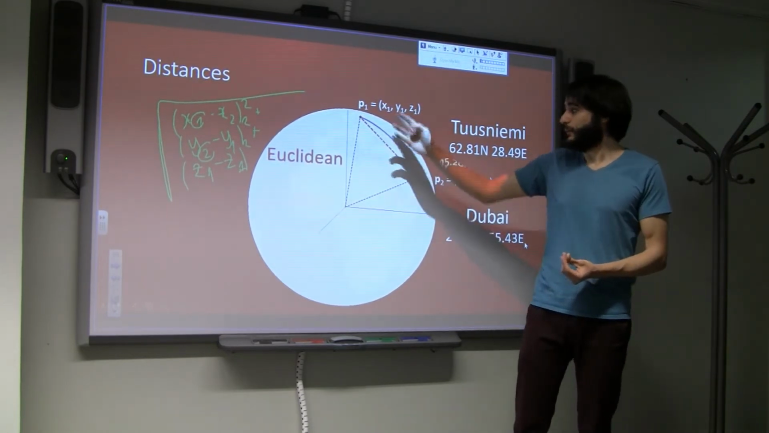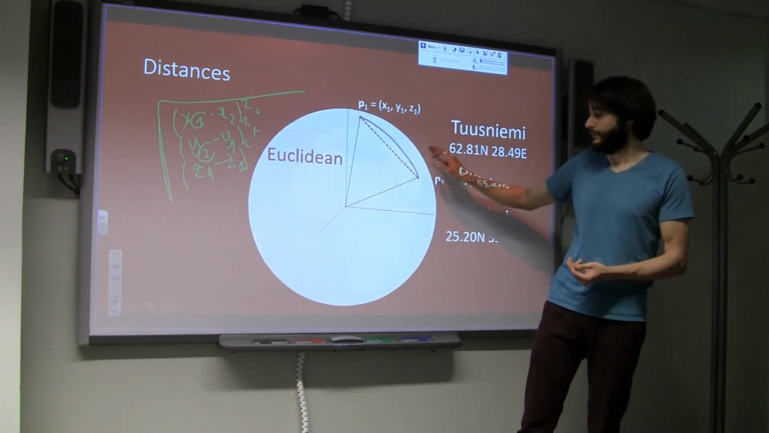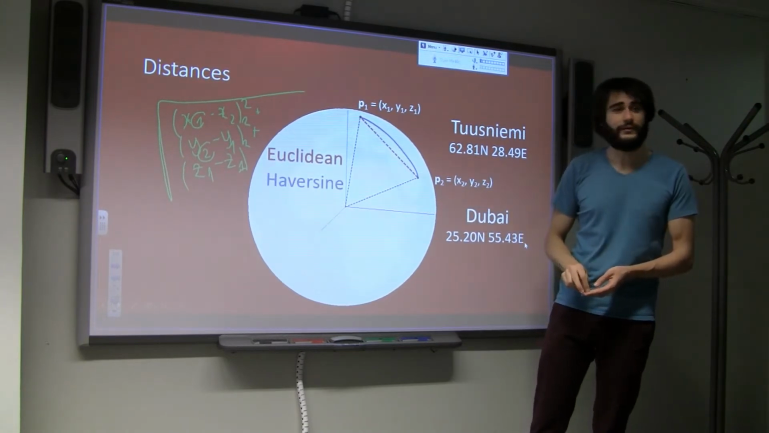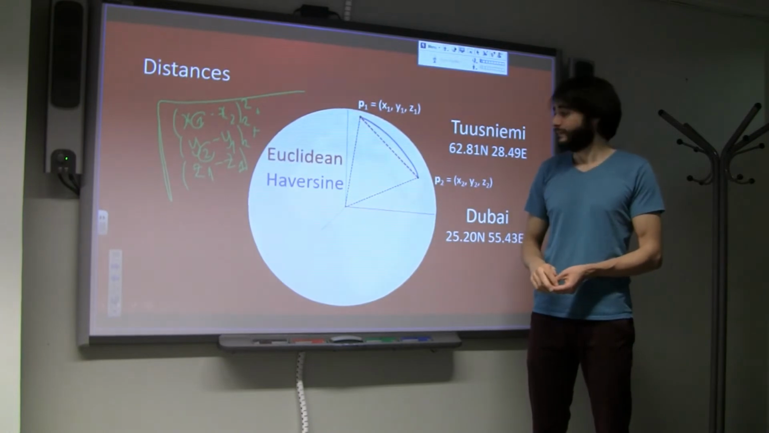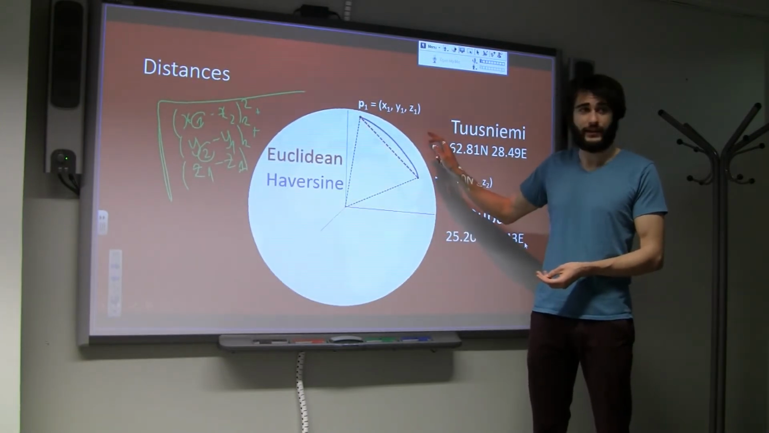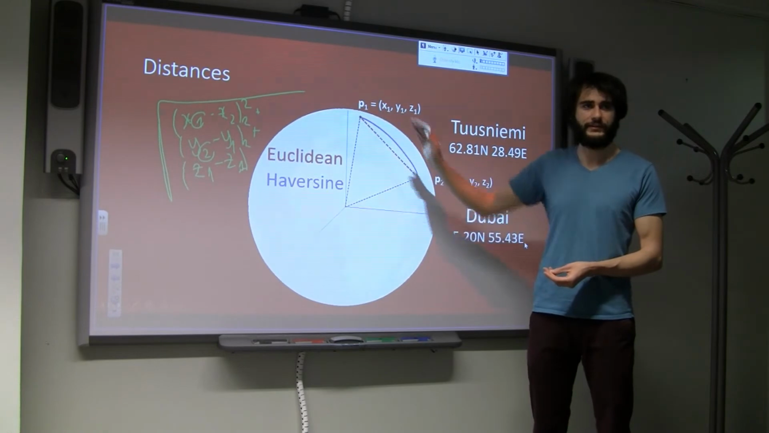Okay, but how would we calculate this blue line, which is called the haversine? We have the Euclidean formula there. Now we're going to learn the haversine formula, or the great circle distance.